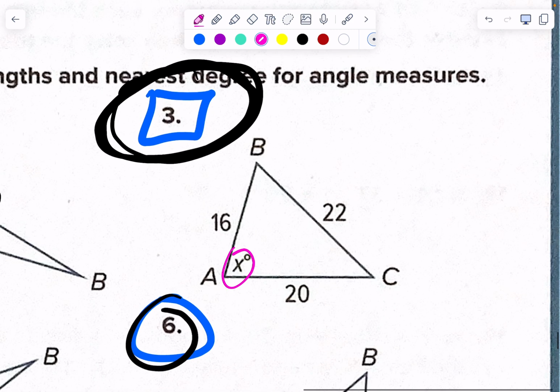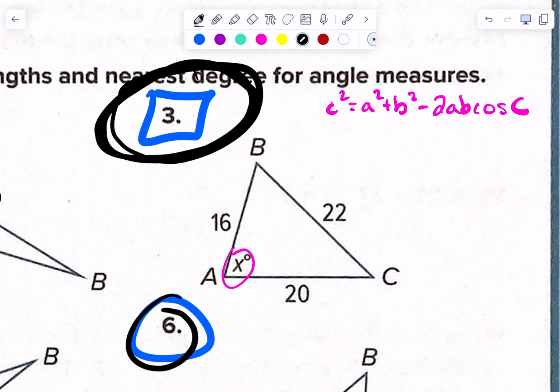We've got c squared equals a squared plus b squared minus 2ab cosine of capital C. All right, what do we put in for capital C? X. X is going to be my capital C. What's lowercase c have to be then? 22. All right, what do you want a to be? Doesn't matter. 16 or 20?